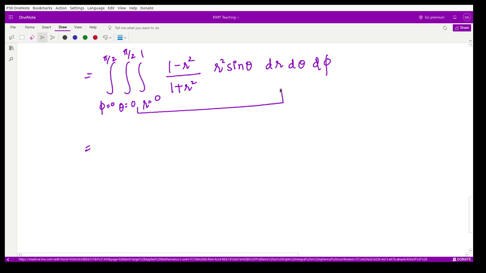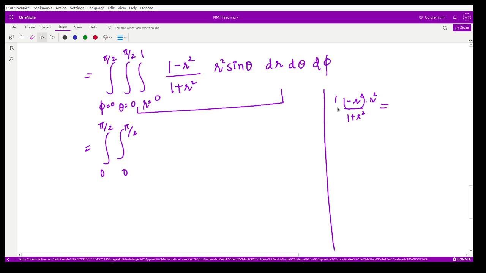So firstly, we'll solve the integral corresponding to r. So we have this double integration as such, and when you solve this, let me solve it here. We have 1 minus r square by 1 plus r square into r square, right? So this quantity, I'm just performing some rearrangement. So what would be this? We have r square minus r to the power 4 by 1 plus r square. We want to make it into a term whose integration we can find very easily.